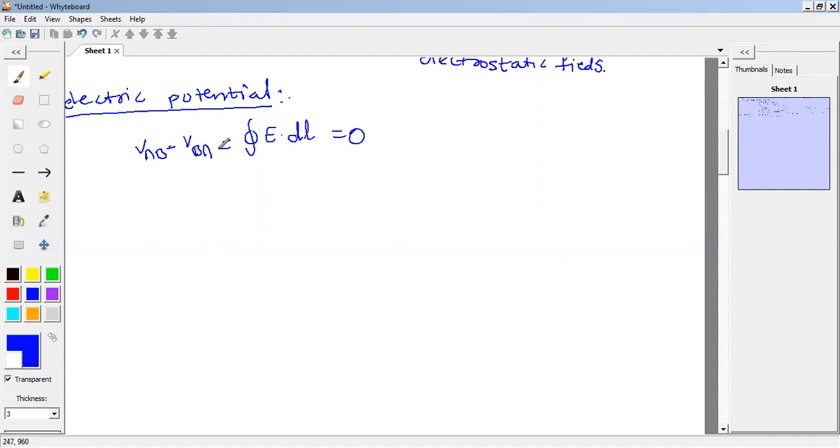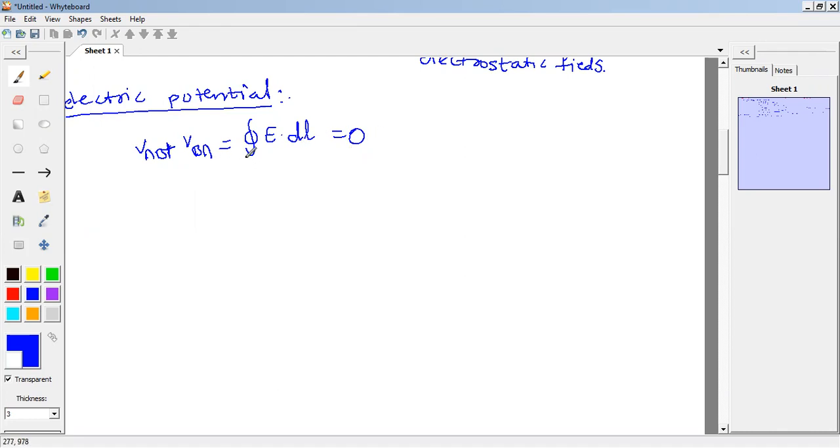This means a closed path, A to B and B to A. For A to B and B to A, the potential should be equal to 0. That's why for any closed path, the electric potential should be equal to 0. That's why we can write the closed integral of E dot dl is equal to 0.